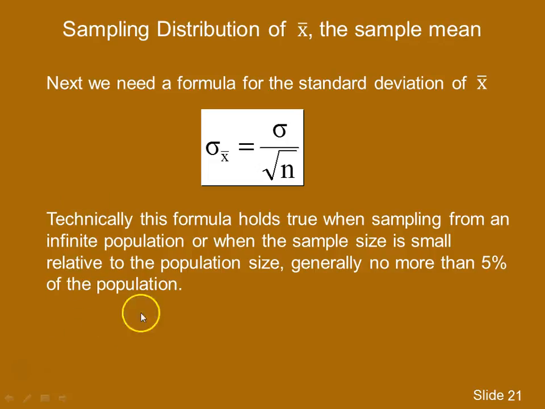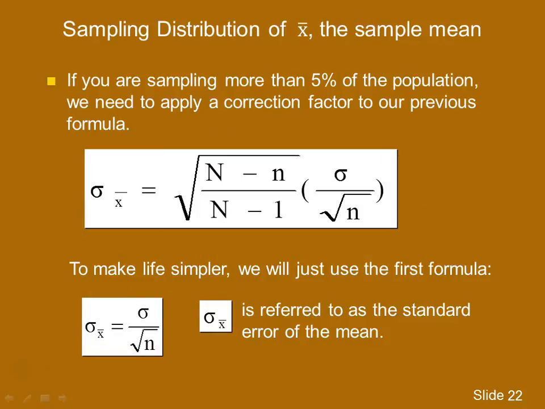Generally, the formula we're giving you here holds true if you're sampling from an infinite population or when the sample size is small relative to the population size, generally no more than 5%. There is an alternative formula to use. If you're sampling more than 5% of the population, you need a correction factor, sometimes called the finite population correction factor. You would take sigma over the square root of n, which we had before, and multiply it by the square root of (N minus n) over (N minus 1). But to make life simpler, we're just going to use the first formula.